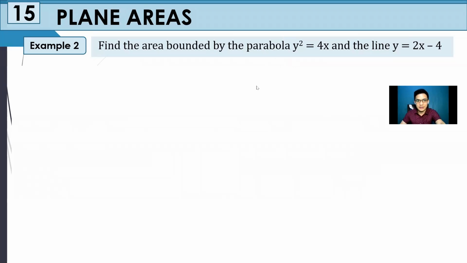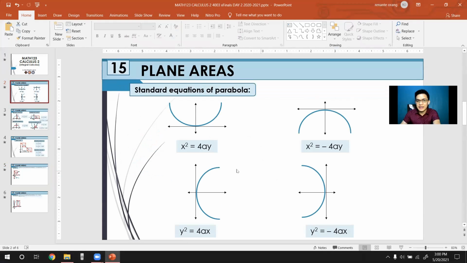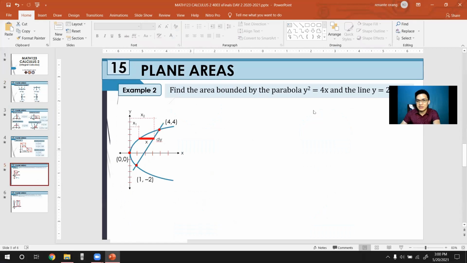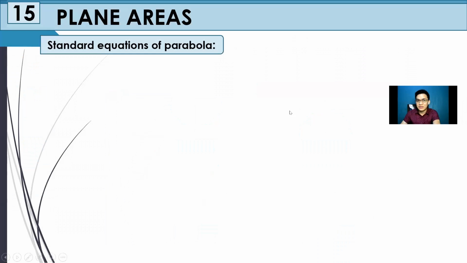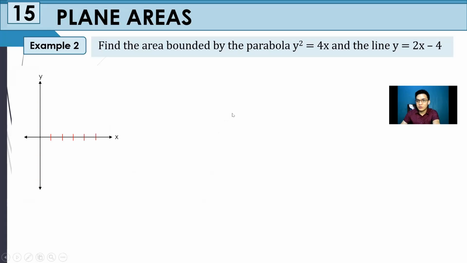Take note kanina, y squared is equivalent to 4x. Meron na tayong hint that our graph goes like this, 'di ba? Kasi positive siya. Then we have a line. Ang pinapahanap sa atin is the area bounded by the two graphs. Kanina nakita na natin that ang graph nito goes like that. Nakadikit siya sa ating origin kasi wala tayong plus something dyan. And it is concave to the right, 'di ba?